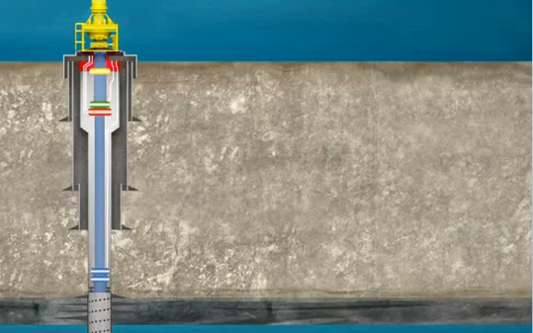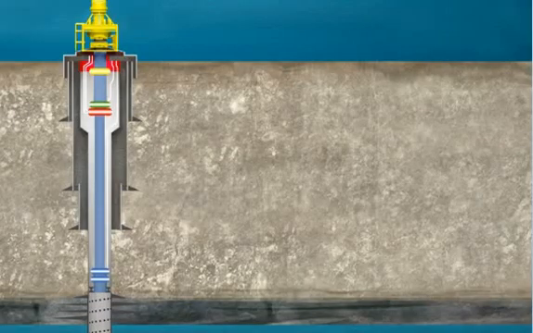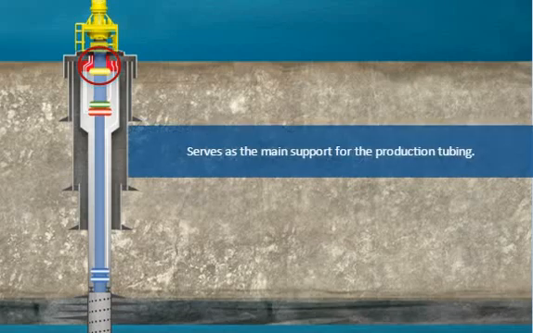Production tubing is installed to allow hydrocarbons to flow from the reservoir to the surface or for injecting materials downhole. It runs from the tubing hanger at the top of the wellhead down to a point generally just above the top of the production zone. A tubing hanger is the component mounted on top of the wellhead which serves as the main support for the production tubing.